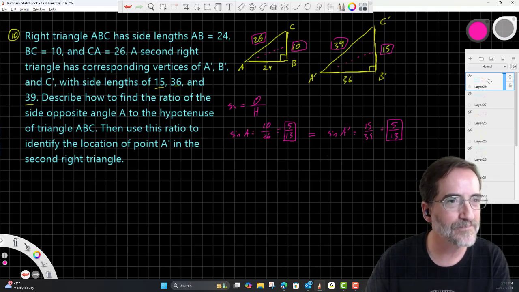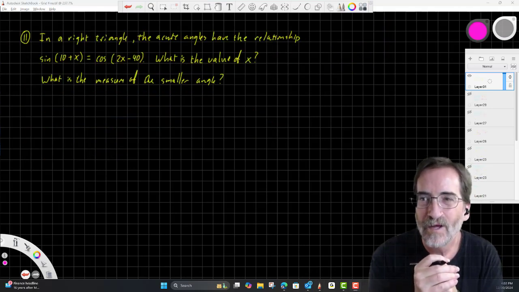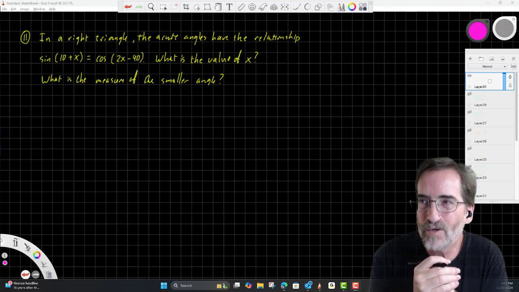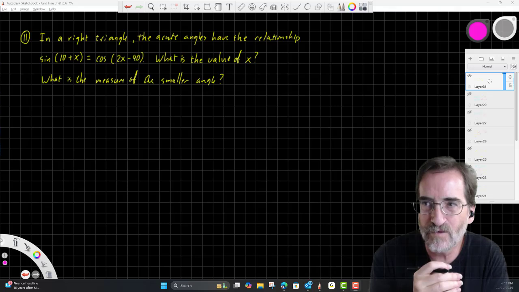All right. Last question. All right, we're down to it, the last question. In a right triangle, the acute angles have the relationship sine of 10 plus x is equal to the cosine of the quantity 2x minus 40. What is the value of x? What is the measure of the smaller angle?